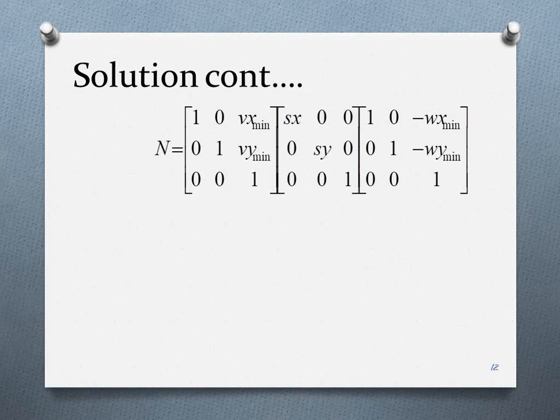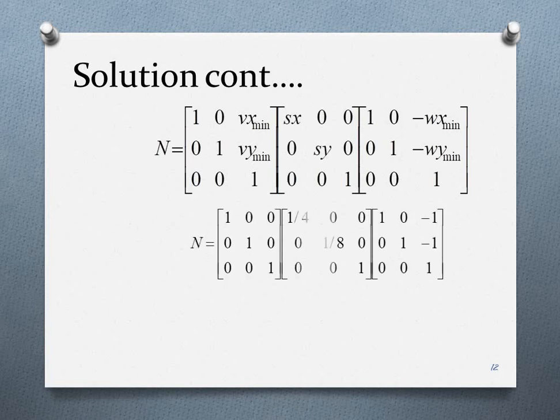Again we will put all the values in the normalization transformation matrix. It is very simple. I hope you are finding it very simple and interesting. So please solve it on your own also. We have put all the values here, and after multiplying these matrices we get the final answer as 1/4, 0, minus 1/4, 0, 1/8, minus 1/8, 0, 0, 1. This is our final normalization transformation matrix.